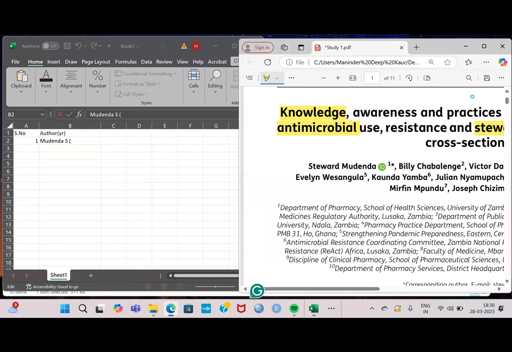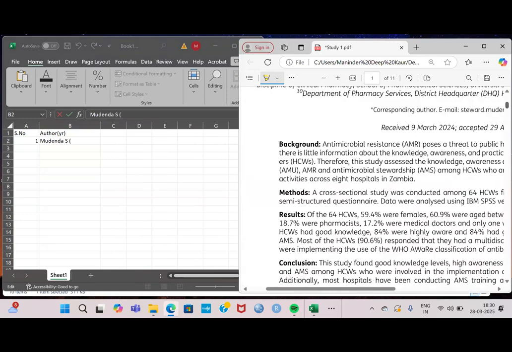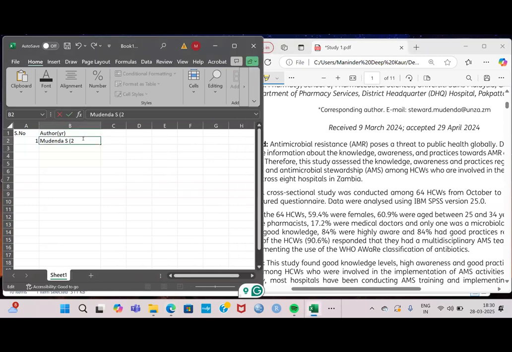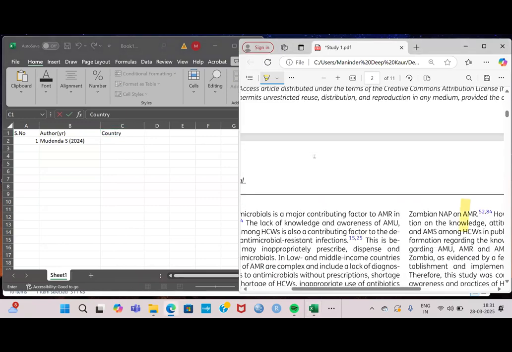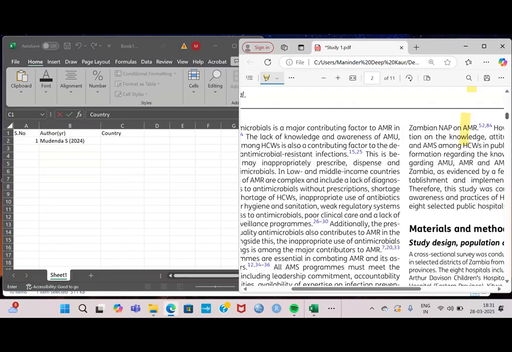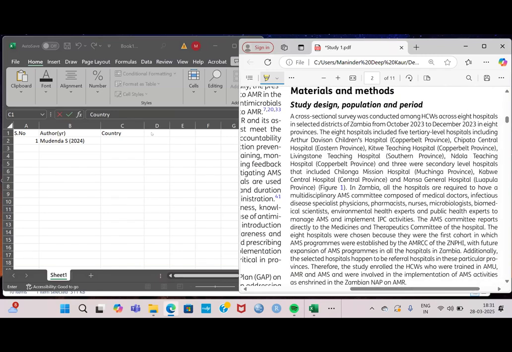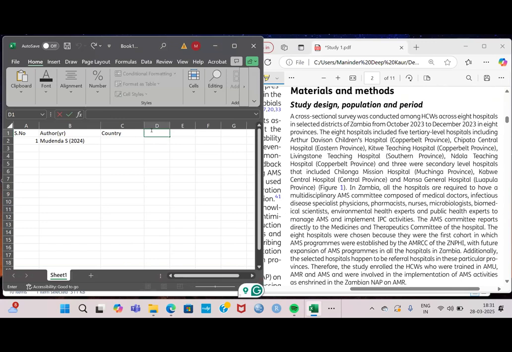And we have to take the year of publication. It is 2024. So it's good to have a paper and pen with you so that you can do the noting. So in which country has the study been done? We have to go into the methodology section for the country name. We can also have the study design.